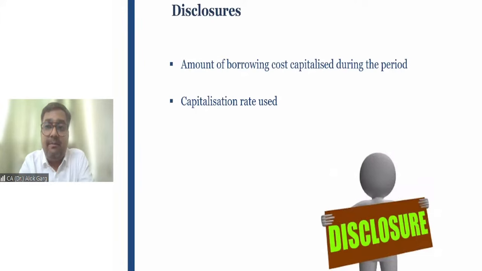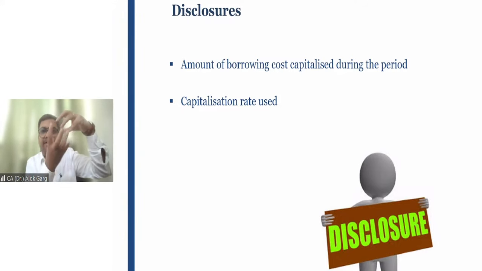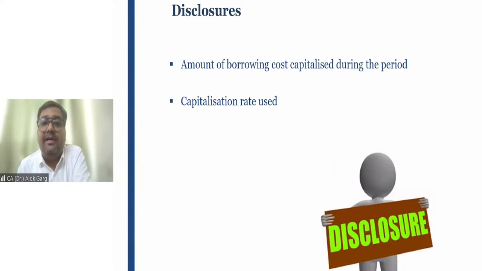Good. Now let's come to the last part, which is disclosure. Very simple disclosure. The amount of borrowing cost capitalized during the period needs to be disclosed, and the capitalization rate which is used. First of all, you have the total borrowing cost of, let's say, 1,000 crore. Out of 1,000 crore, you have capitalized 300 crore. So what is the amount of borrowing cost which you have capitalized, right? Because in the P&L, only 700 crore will be there. In the balance sheet, this borrowing cost will form part of capital work in progress. So how will the user be able to understand how much of the borrowing cost is part of the CWIP? That is why the amount of borrowing cost capitalized during the period has to be disclosed. And what capitalization rate you have used, in case of a weighted average capitalization or in case of a specific borrowing, is also going to be disclosed.